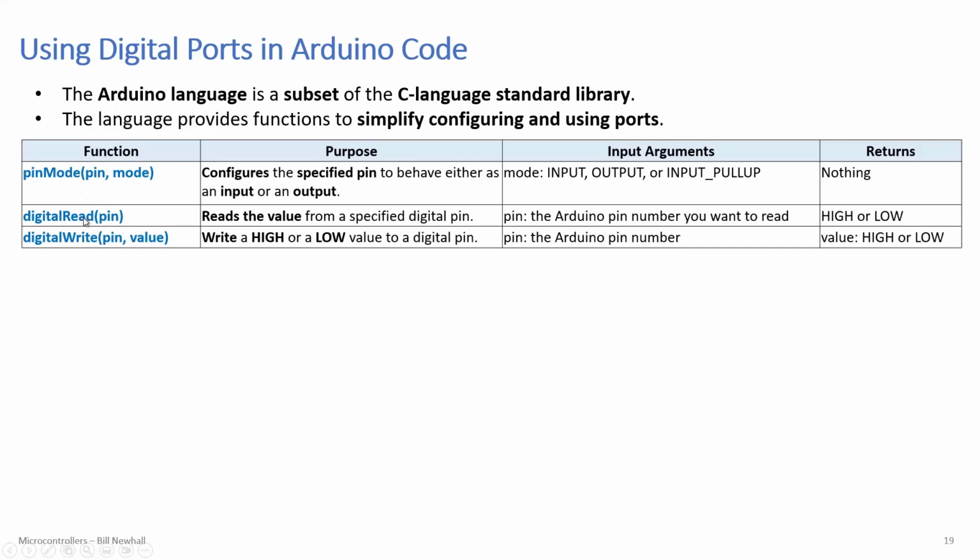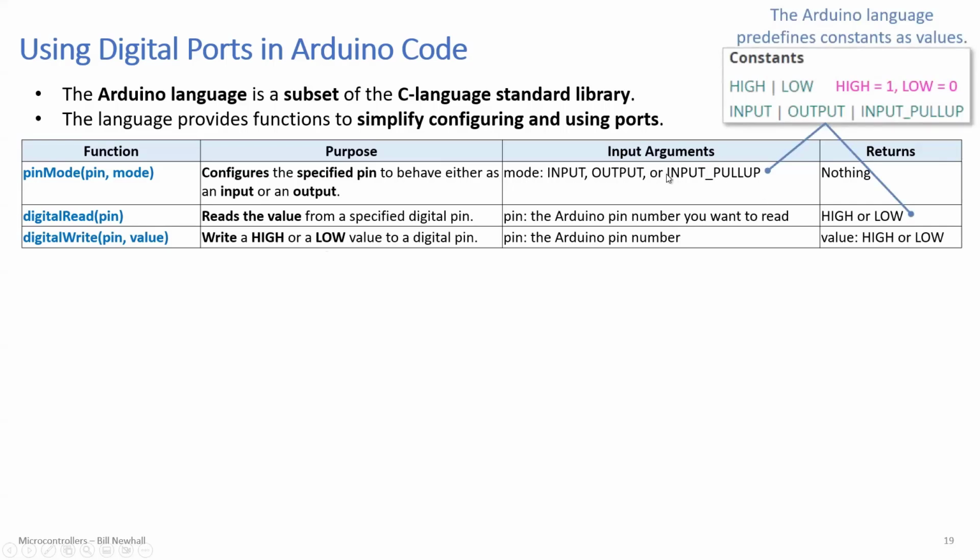Okay, then you have digitalRead. So if you have a pin set to an input, then this will read the value from that digital pin. If you have the value in the register set for a pin to be an output, then digitalWrite will write to that, either high or low as you specify. So you can tell it what value to use.